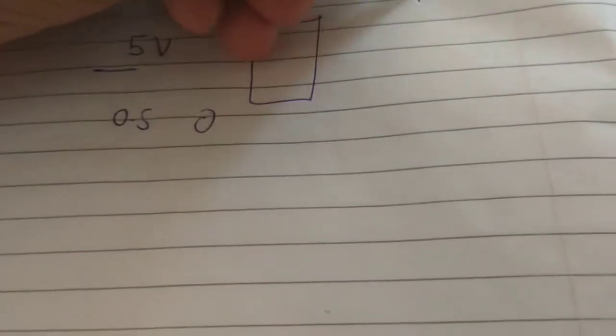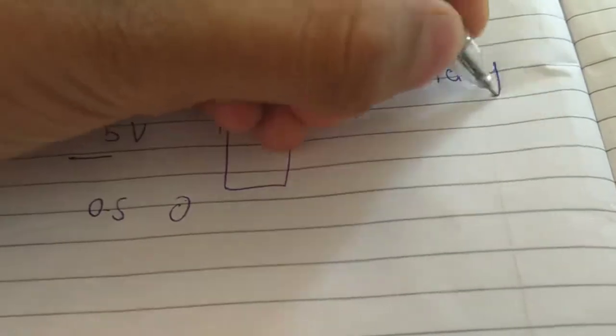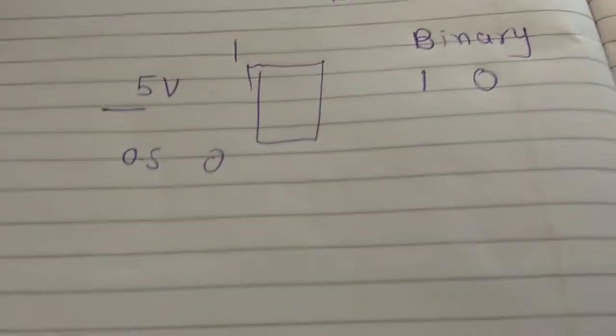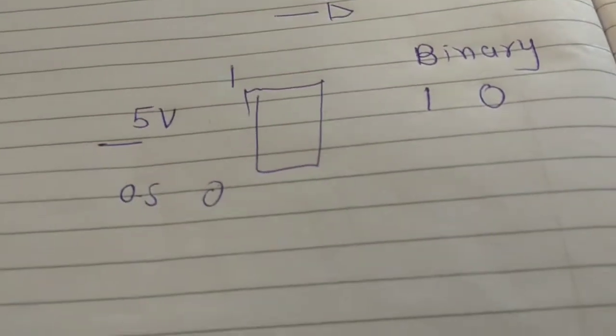So computer scientists have created a language called binary, which works on 1s and 0s. Everything can be written as 1 and 0. Let's see how it works.